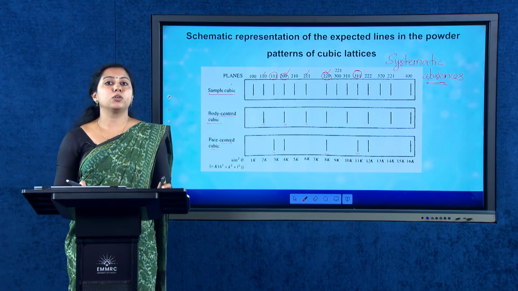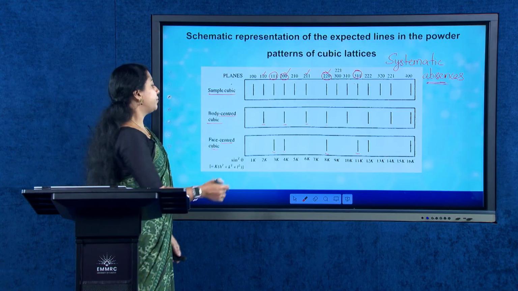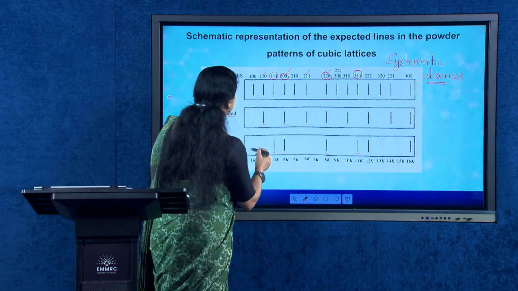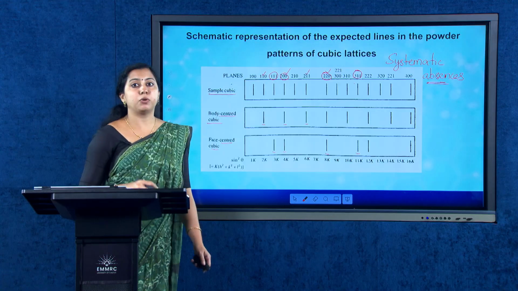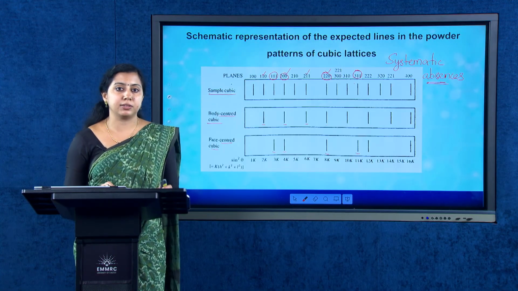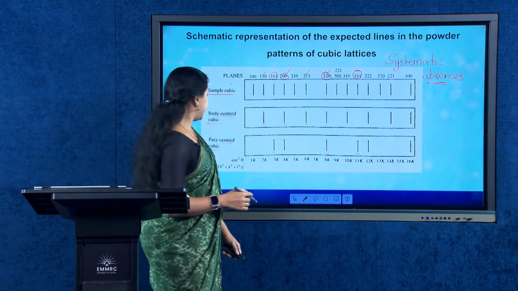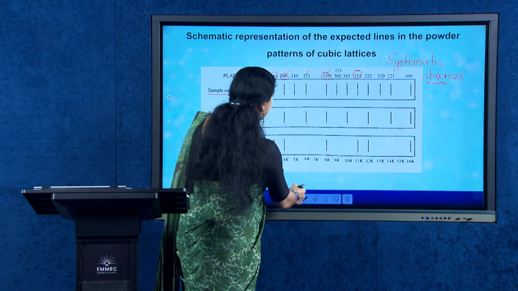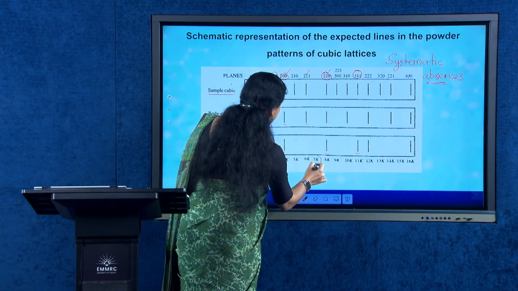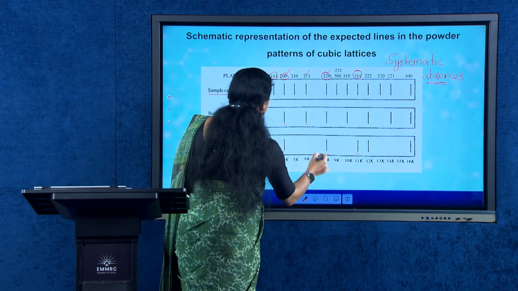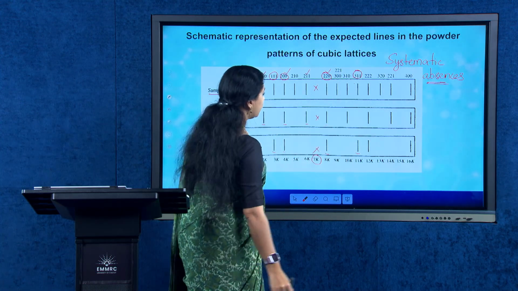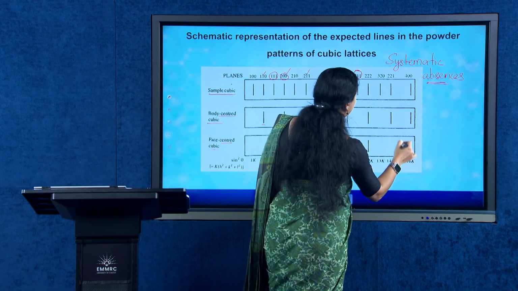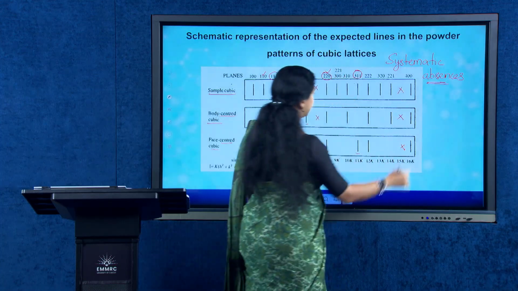So, in face-centered also, we can see that reflections are missing for certain planes like 1, 0, 0, 1, 1, 0, 2, 1, 0, etc., corresponding to systematic absences. Now, you can see that at K values around 7K, if you take 7K, there are no reflections from any plane, and also at 15K there are no reflections in either of these lattices.